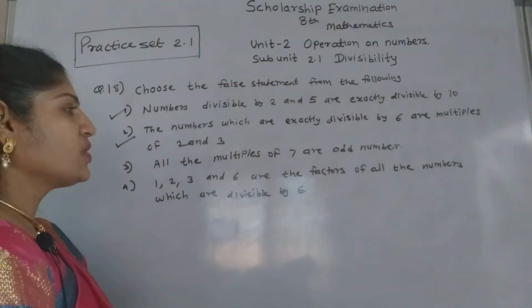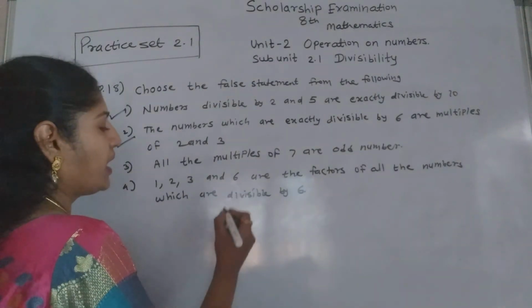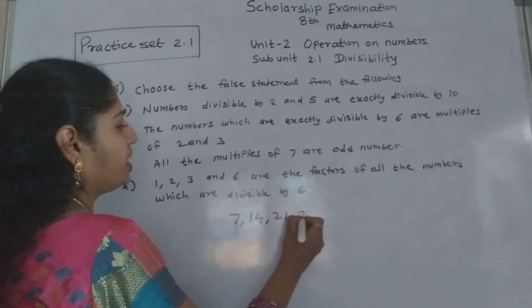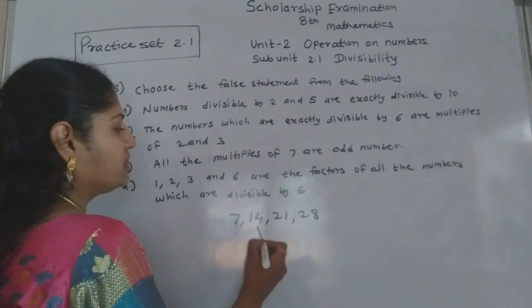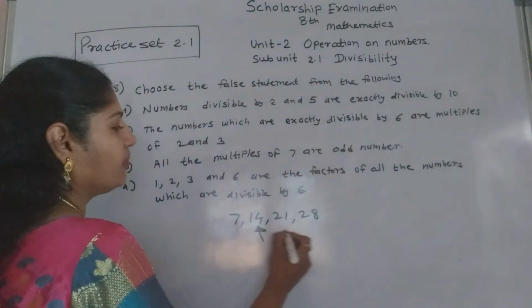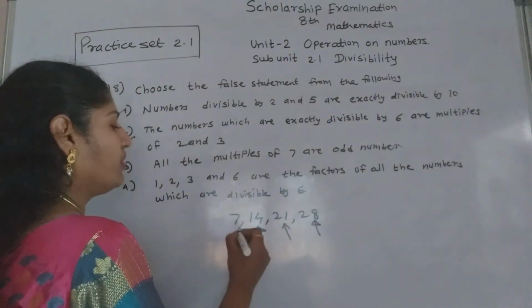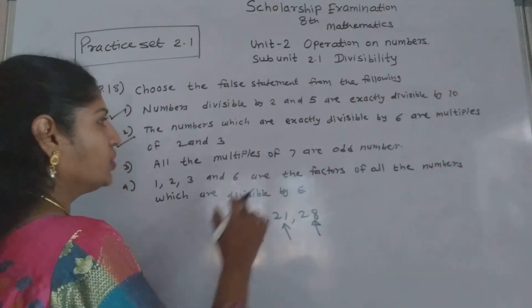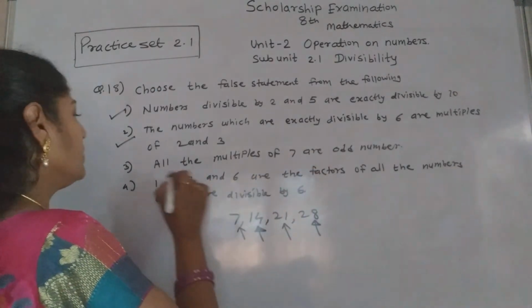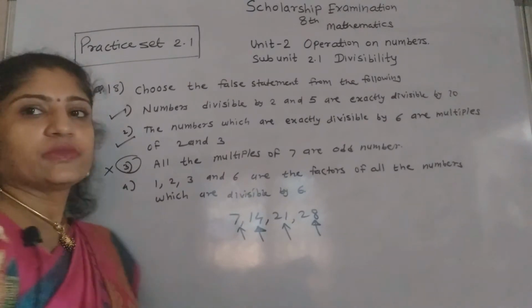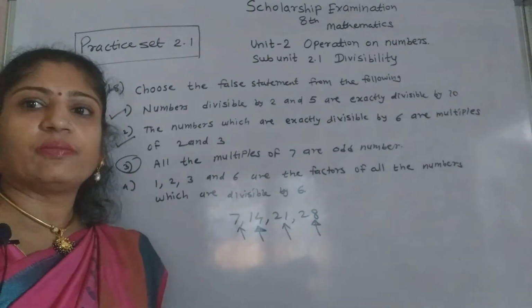All the multiples of 7 are odd numbers. I write the multiples of 7: 7, 14, 21, 28. 14 and 28 are even numbers. 7 and 21 are odd numbers. So not all the numbers are odd. So this is the wrong option. So our answer is option number 3.